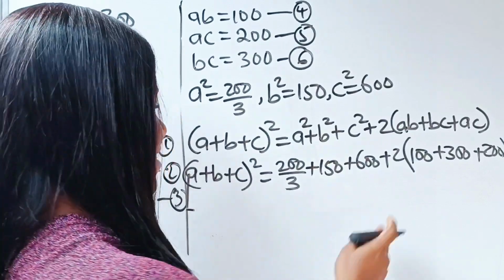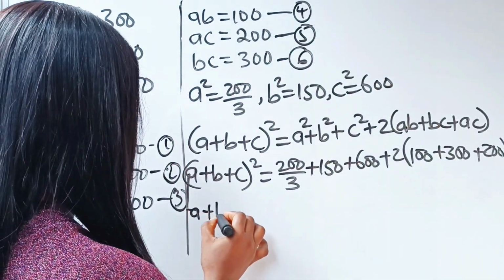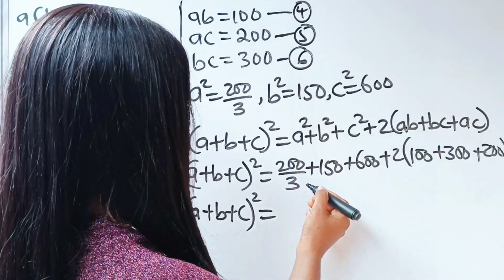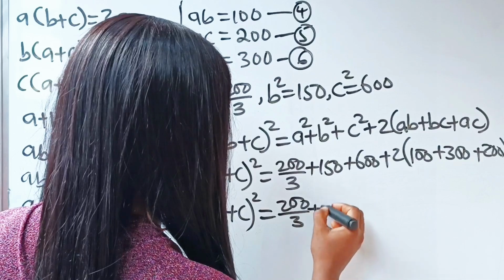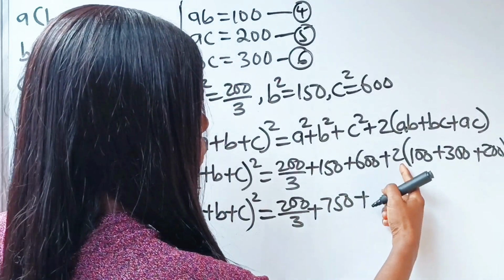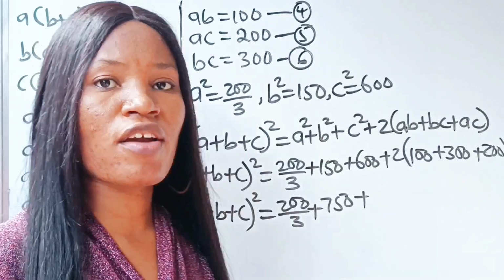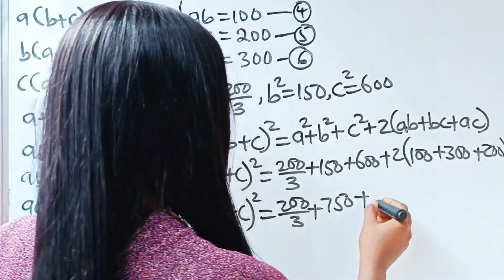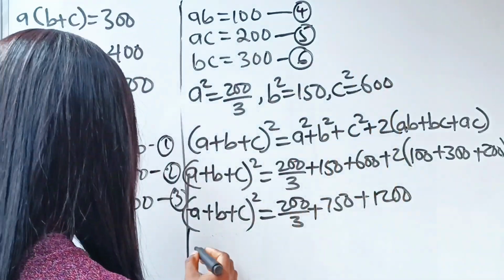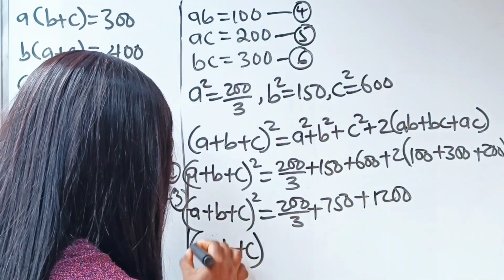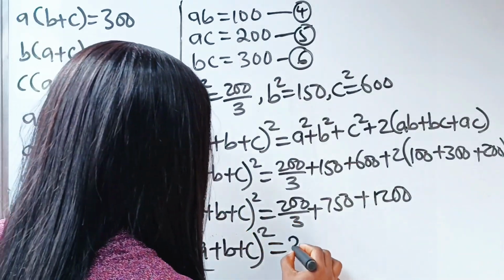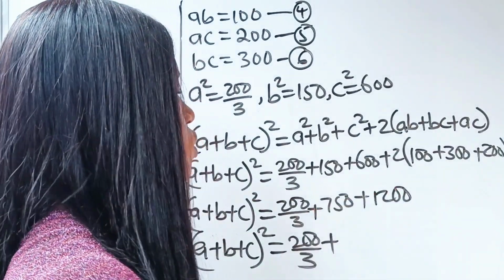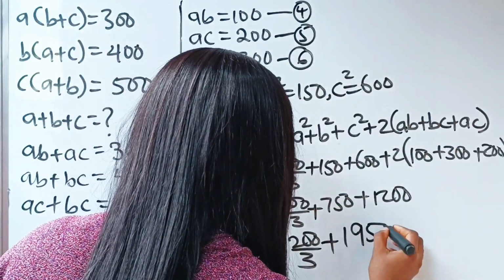Okay, hope you are enjoying this. So we solve. A plus B plus C squared is equal to 200 divided by 3 plus 750. Plus, now let's multiply. 200 plus 300 will give us 500. Plus 100 will give us 600. Multiplied by 2 will give us 1200. Okay. So we have that A plus B plus C squared is equal to 200 divided by 3 plus, now 750 plus 1200 will give us 1950.